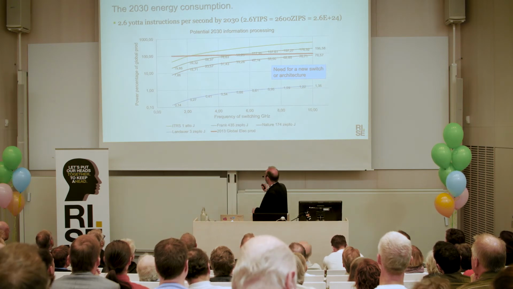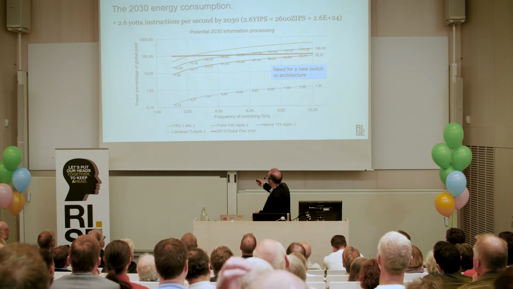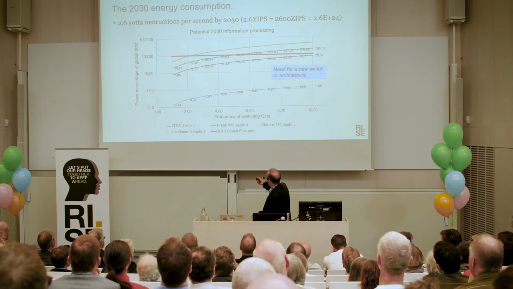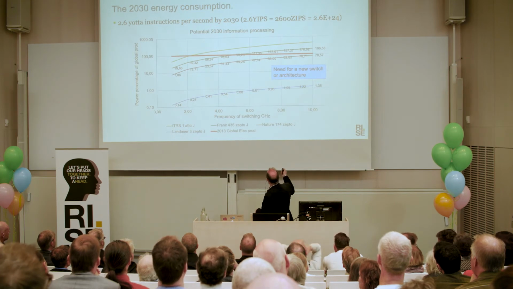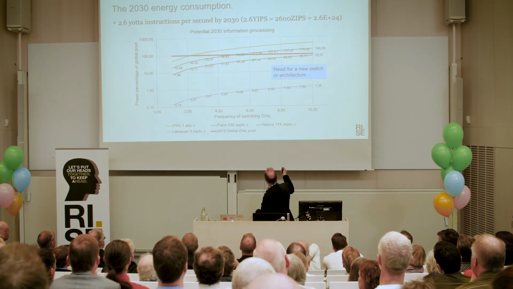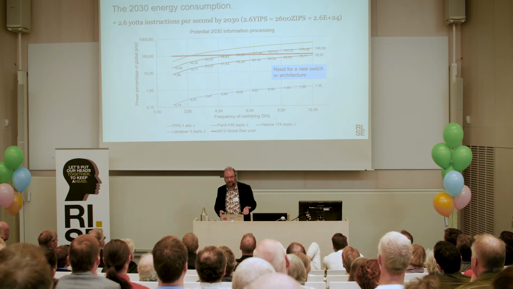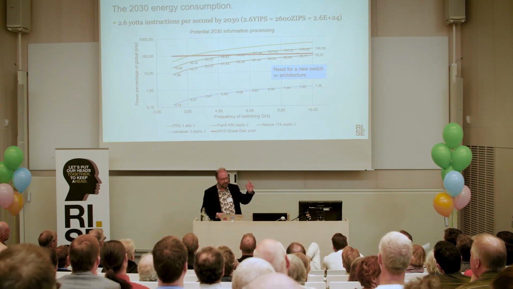And what you can see here are the different curves. The green curve is the ITRS, the blue curve here is Lambda. That's the ideal. So even if we were switching at 8 gigahertz, we would only be consuming 1% of our electrical consumption based on 20.